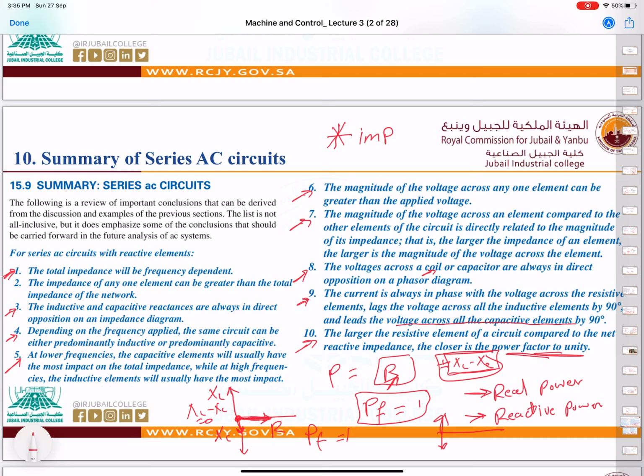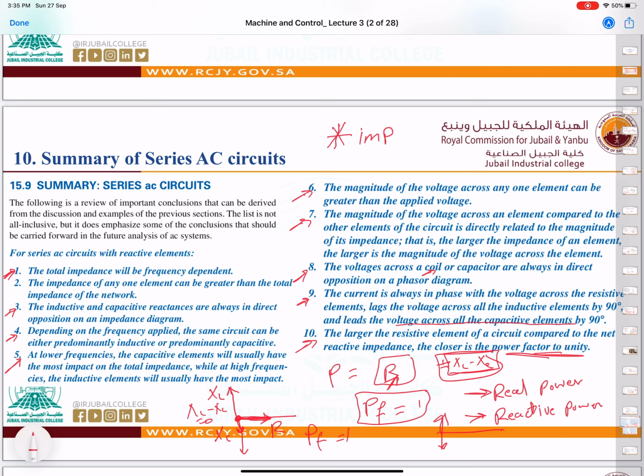الريال باور اللي تستهلكه معقول ومعروف تمام، بس الرياكتيف باور مشكلته انه يأثر على السيستم، فعشان كذا لازم تخلي قيمة الXL تساوي الXC عشان تتخلص من المشكلة هذه من الرياكتيف باور. إن شاء الله إذا قدرنا ناخذ عنها تفاصيل أكثر في المستقبل.